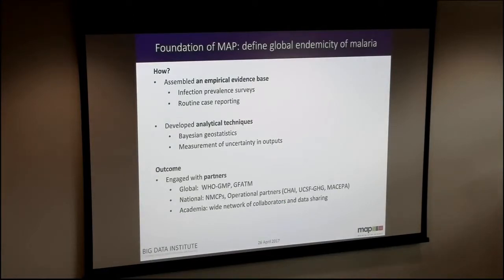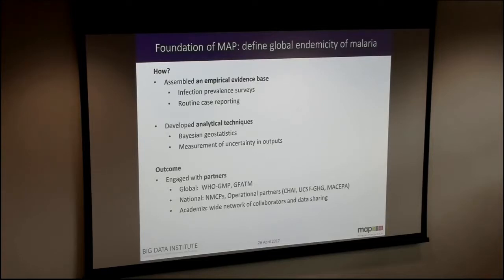So the way that we went about trying to improve that was to first assemble a large empirical evidence base, and we gathered as many infection prevalence surveys as we could get our hands on through literature, contacting collaborators, and now we gather more systematically from demographic and health surveys. We also gathered data on routine case reporting from countries so that we could confine the predictions that we were going to make about the geographic burden of malaria to places that we knew would likely have malaria.